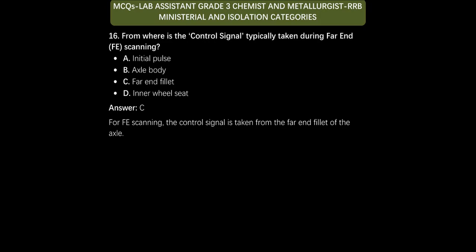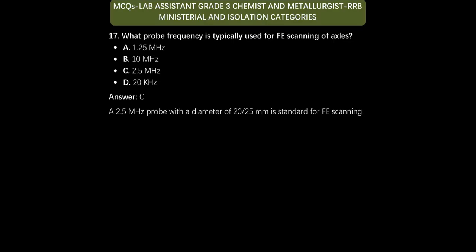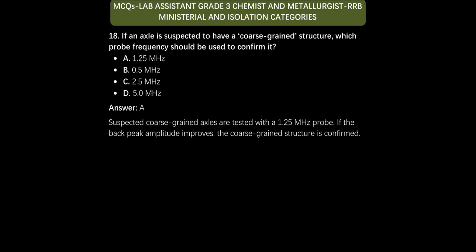From where is the control signal typically taken during far end scanning? Option C, far end fillet. What probe frequency is typically used for AFI scanning of axle? Option C, 2.5 MHz. If an axle is suspected to have a coarse-grained structure, which probe frequency should be used to confirm it?